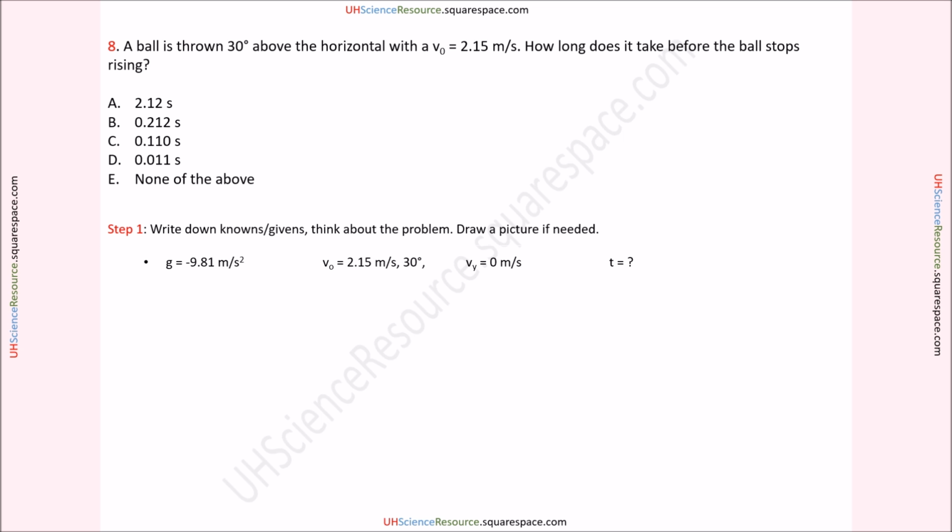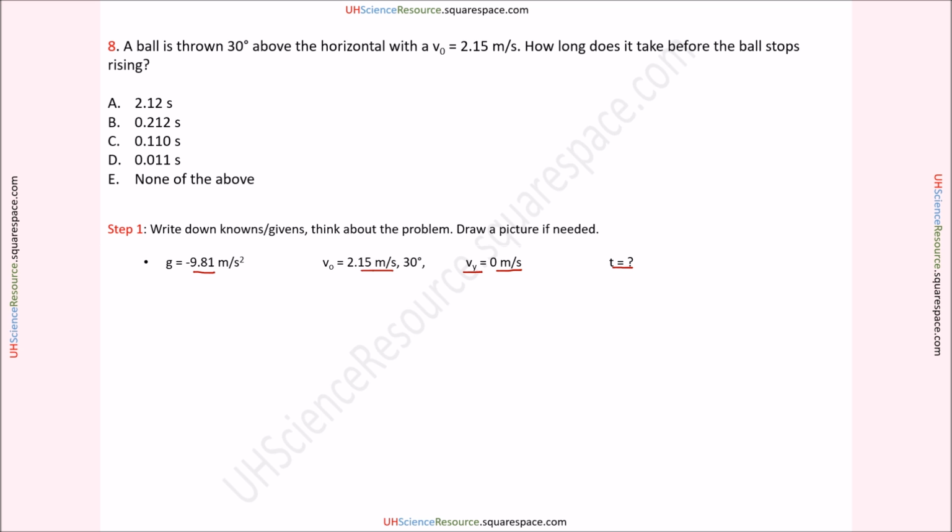And so we know that gravity is going to be involved. And since gravity is going to be acting in the opposite direction of the velocity, we're going to give it a negative 9.81 meters per second squared. We're also told that the initial velocity is 2.15 meters per second, and it's being thrown at an angle 30 degrees above the horizontal. And we're trying to find the time in which the ball is no longer moving. We're no longer increasing in height or rising. And so we're specifically trying to find the velocity in the y component, in which it's 0 meters per second.